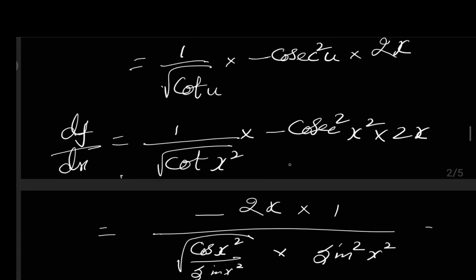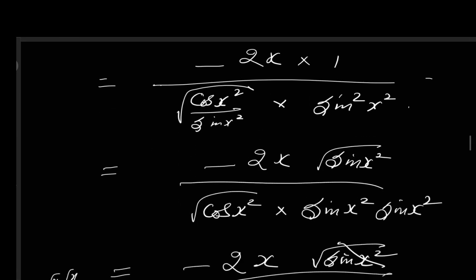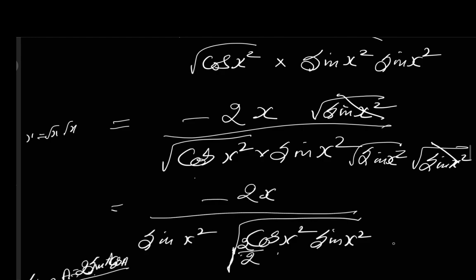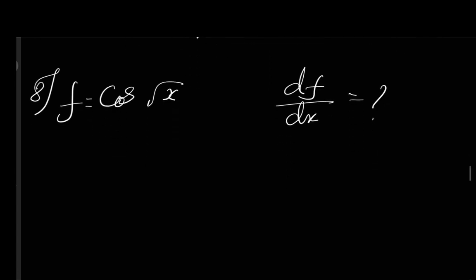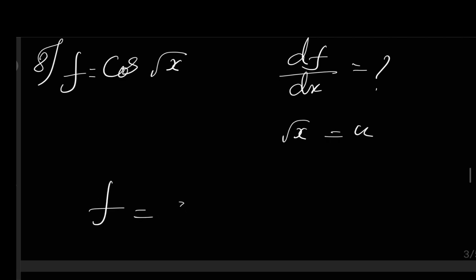So with that we have differentiated. All this simplification we have to do in the simplified form. That's all. See the 8th sum, cos root x. Let me take that as f. I am going to find what is df by dx. Take root x as u. So therefore the f function becomes cos u. So I take cos u as p, some p function. So f becomes p.